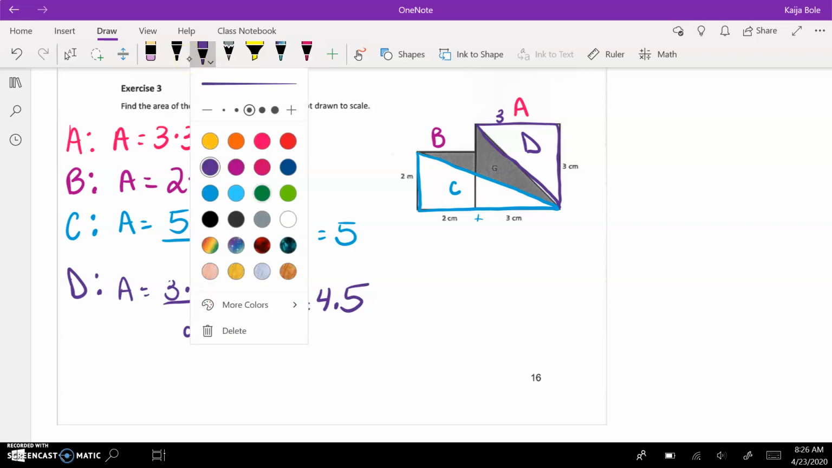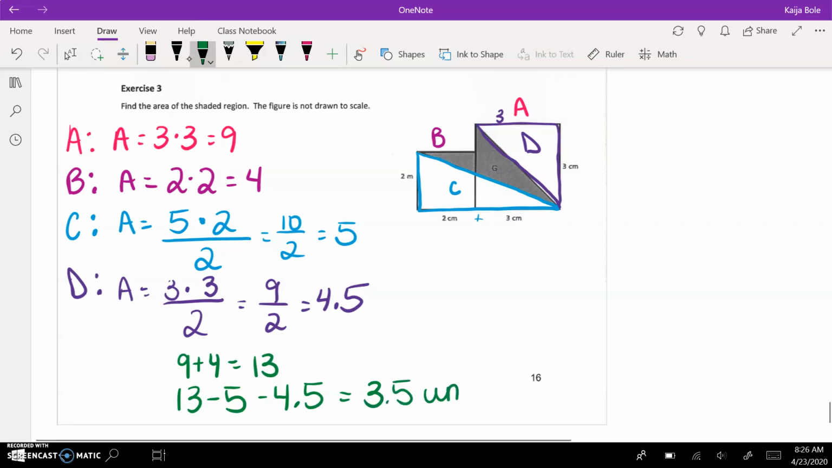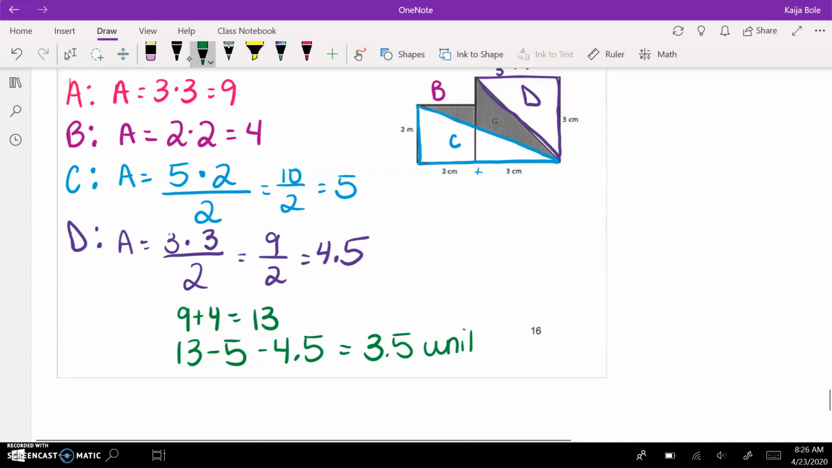Okay, so the 2 squares are what we started with, so I'm going to add those. 9 plus 4 gives us 13. And now we're going to take that 13 and take away those triangles, and we will be left with just what's shaded there. So I'm going to have 13 minus the 5 minus the 4.5, which will give me 3.5 squared in the end. I'm sorry, not units, it's in centimeters. But when in doubt, you can put units squared, centimeters squared.